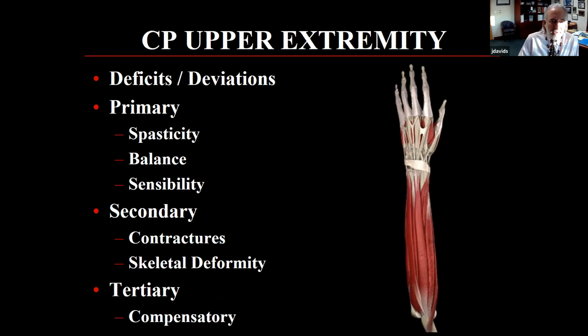So the upper extremity, like the lower extremity, deficits and deviations can be considered primary, secondary, or tertiary. Primary deficits include those related to spasticity, balance, and sensibility. Secondary deficits or deviations are related to contractures and skeletal deformities. Tertiary deficits or deviations are actually compensations for primary or secondary problems.